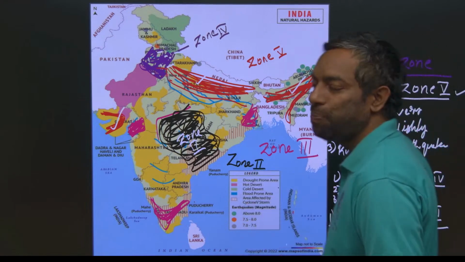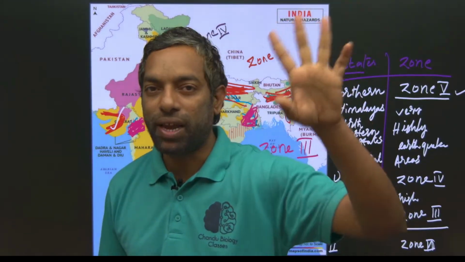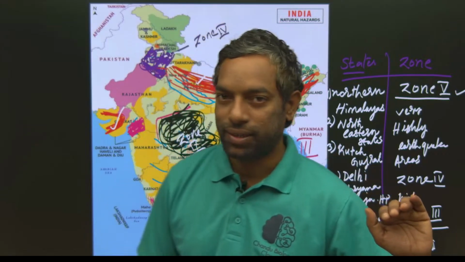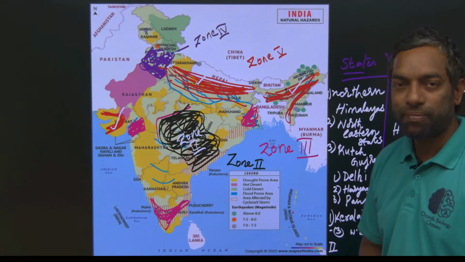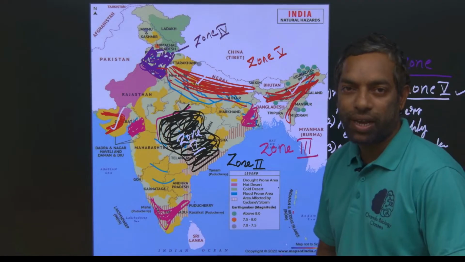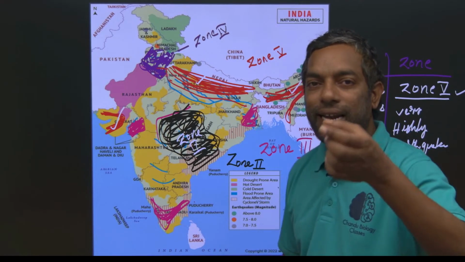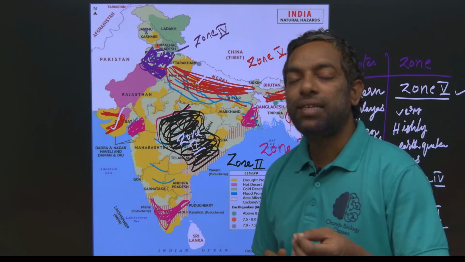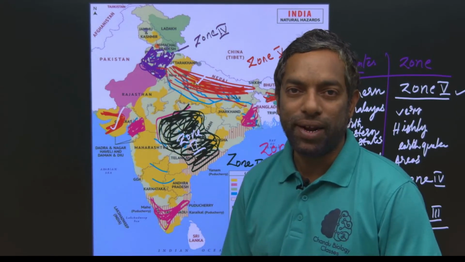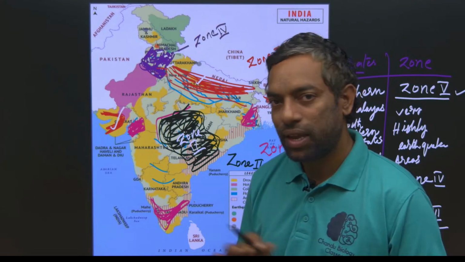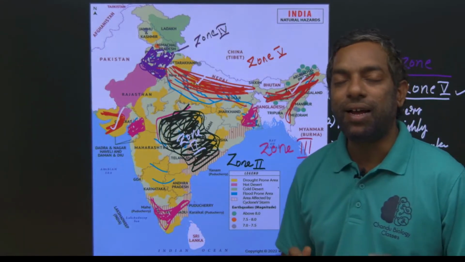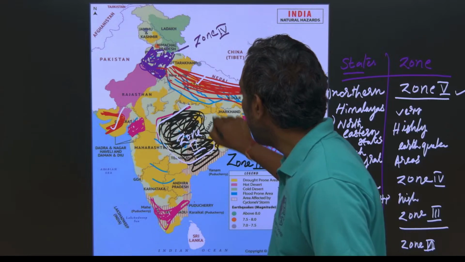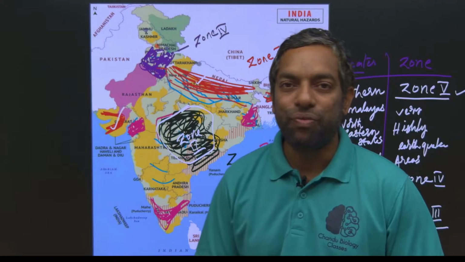I hope you understand. Zone 5 is the very high earthquake area: Himalayas and northeastern states. Zone 4 is the highly earthquake area, Delhi surrounding areas: Delhi, Punjab, Haryana, Himachal Pradesh. Zone 3 is the moderate earthquake area: Kerala, Goa and West Bengal prone areas. And zone 2 is the less earthquake area, mainly the mainland plateau area, very less earthquake area.